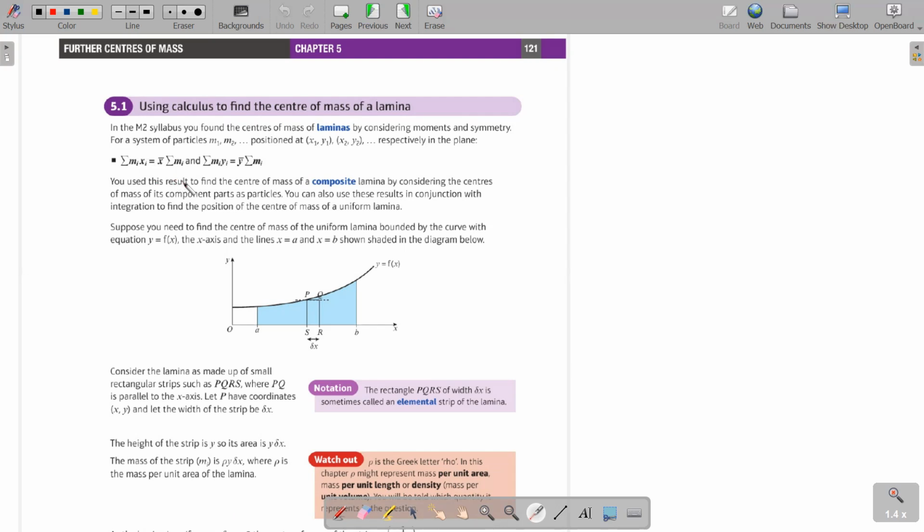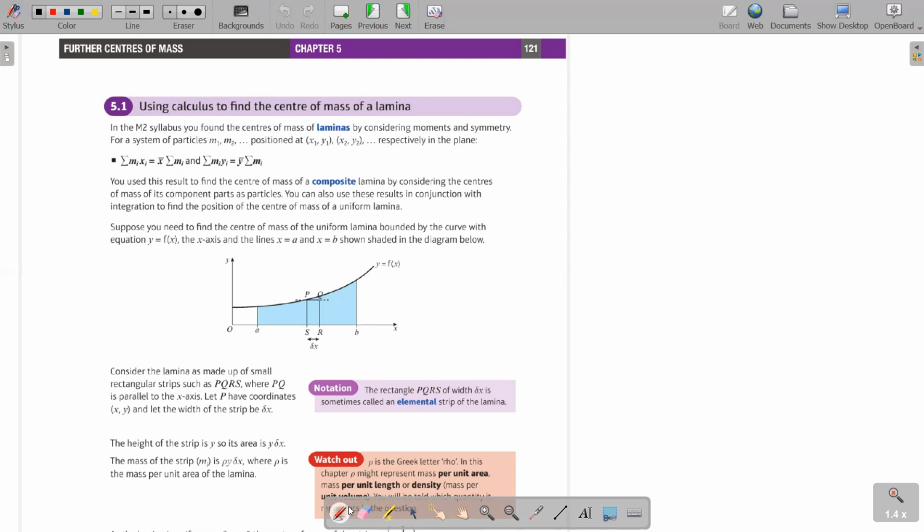Basically, in the M2 book, you have learned how to find the center of mass by using these two particular formulas, right? Sigma m_i x_i equals the center of mass x bar times the total mass. I think you might be familiar with these equations. Sigma m_i x_i means you multiply each individual mass with its individual position and take the sum of it, right?